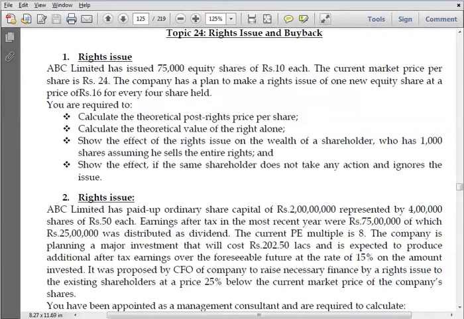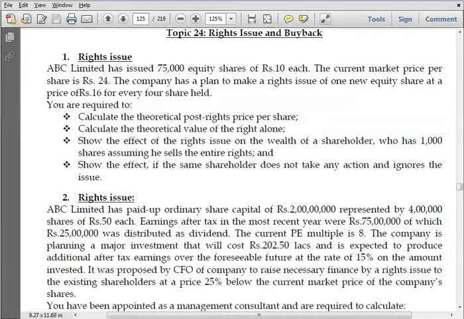Third part says, show the effect of the rights issue on the wealth of the shareholder who has 1,000 shares, assuming he sells the entire rights. Show the effect if he does not take any action. 3 things can happen. I'll end up doing all the 3. One, you subscribe to the rights issue. Second, you sell the right. Third, you ignore the rights issue. Subscription and sell will lead to the same net worth. Ignorance will lead to wealth reduction.